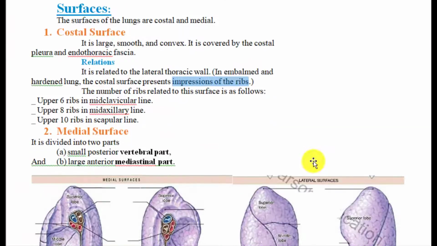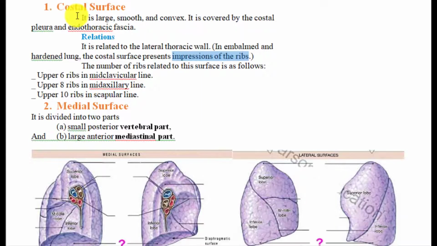So what did we say? We say that the costal surface is a smooth, large and convex surface. It is related to the lateral thoracic wall. This is an embalmed, hardened lung. The costal surface presents impressions of the ribs. The number of ribs related to this surface are as follows: the upper 6 in the mid clavicular line, the upper 8 in the mid axillary line, and the upper 10 in the mid scapular line, right?